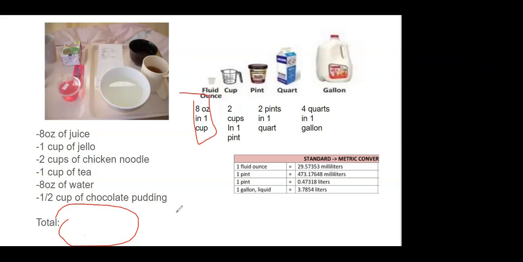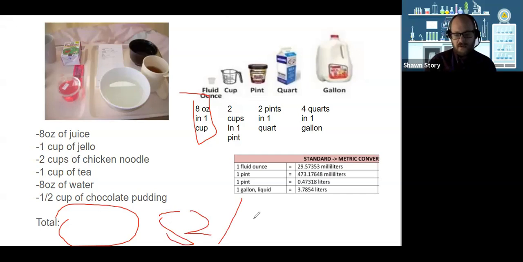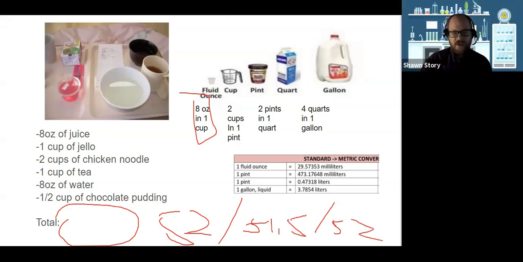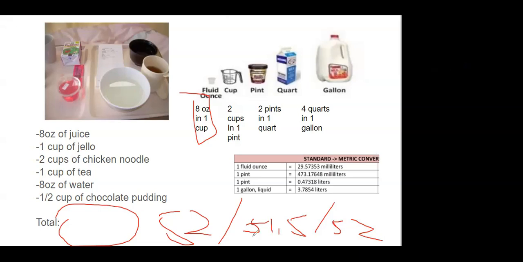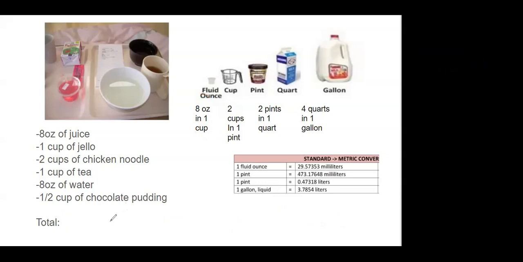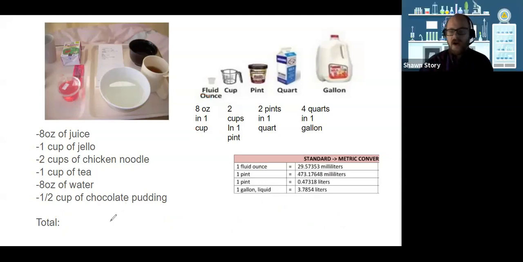I got 52. How many ounces? I got 52. 52? I got 51.5. I got 52. Maurice, did you get 52 too? Wait, no, I got 52. I also got 52 too. All right. So how did we get 52? How did we do it? Who wants to walk us through how they did it?